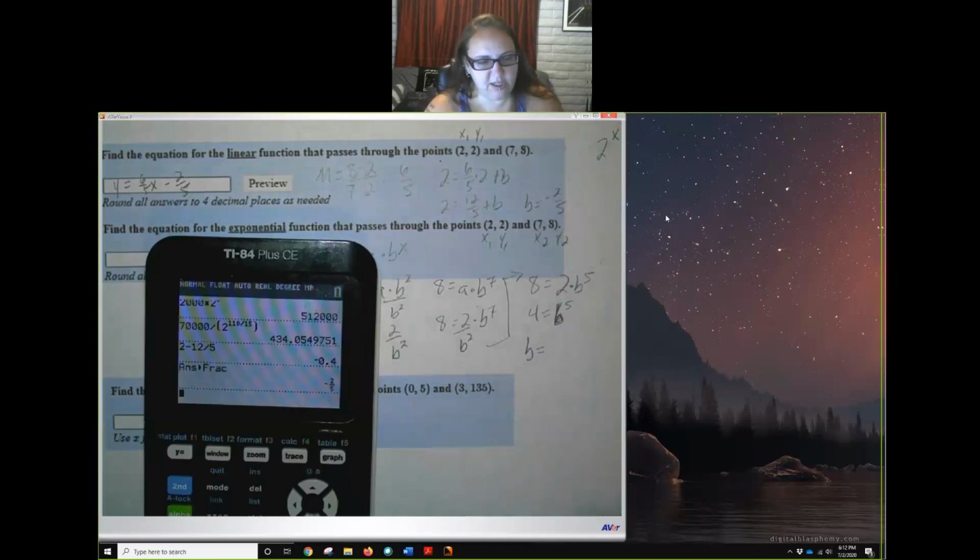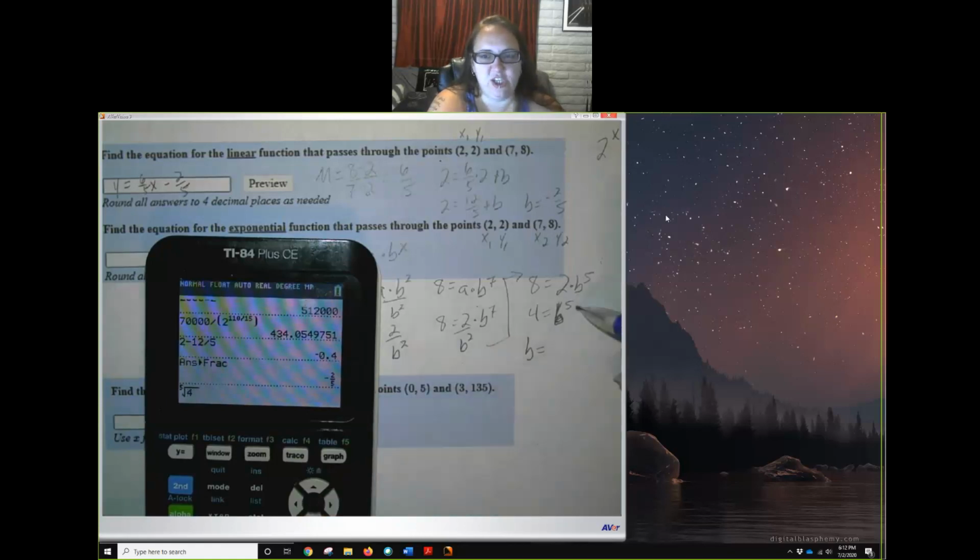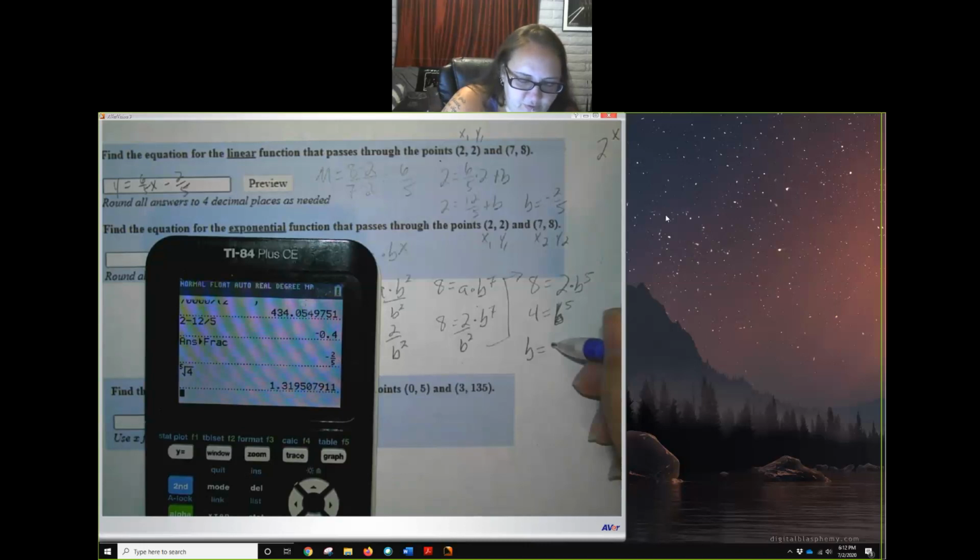To do that in your calculator, you press the math button, and you would use the x root, and we want the 5th root of 4. Just like the opposite of cube root is cubed, the opposite of the 5th power is the 5th root. Would they say 4 decimal places?